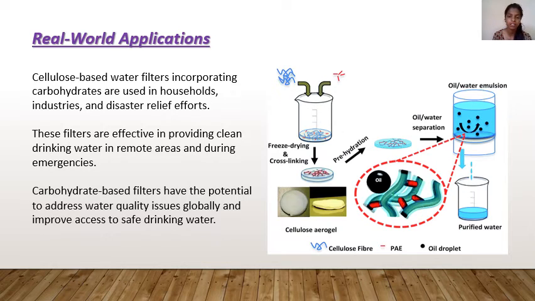Here in the picture we can see freeze drying and cross-linking, rehydration, and oil and water separation. This is an oil and water emulsion, and the same process is done here also. These are some of the applications of carbohydrates in real-world settings.